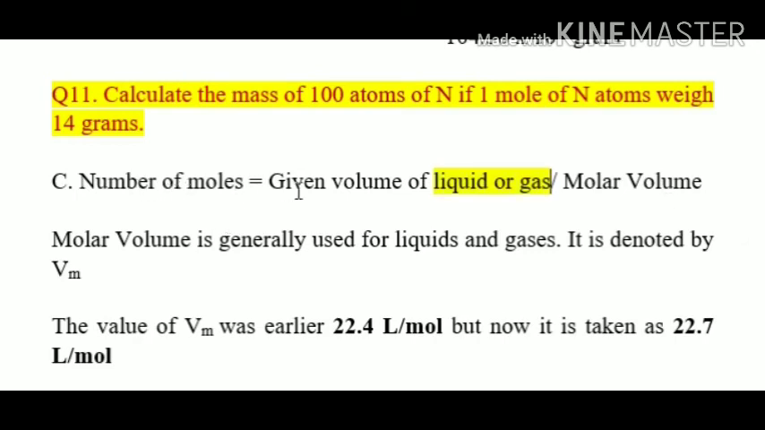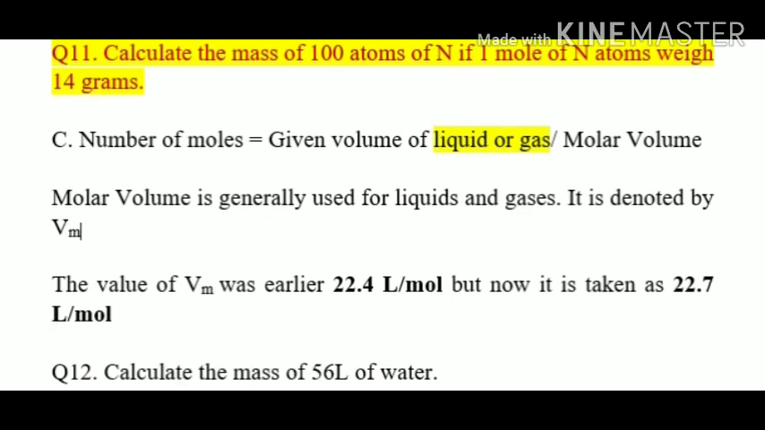So the number of moles can be calculated for liquids and gases from the volume. It is given by number of moles equals given volume of liquid or gas in liter by molar volume in liter. So this numerator should be in liter, the denominator should also be in liter. So molar volume is generally used for liquids and gases. Given mass by molar mass, given volume by molar volume. So the difference is this is only used for liquids and gases.